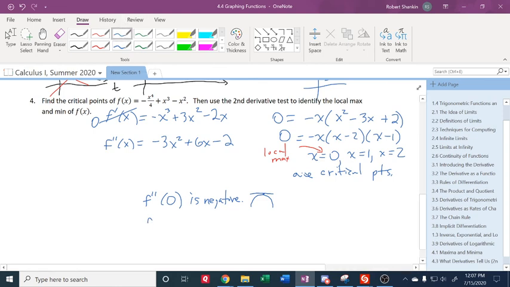We'll do a similar thing for F prime prime of 1. Now if we put in 1, I'm going to get negative 3, negative 5, positive 6, that is 1. So this is positive, meaning it's a concave up interval. It's concave up in the region where this is, and it's got a horizontal tangent line. So it must be a local min.